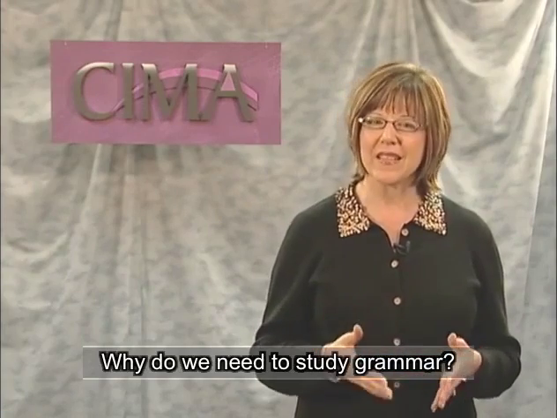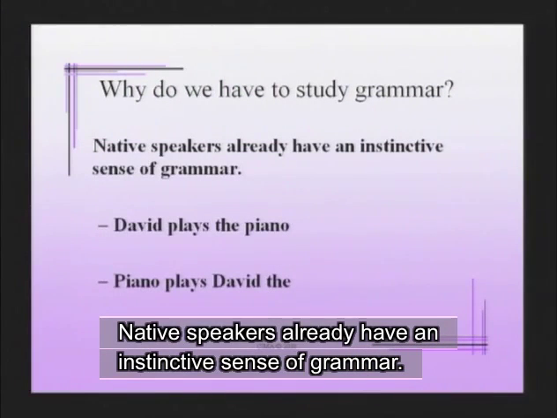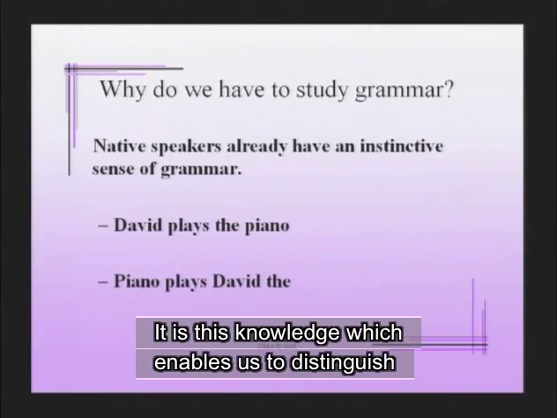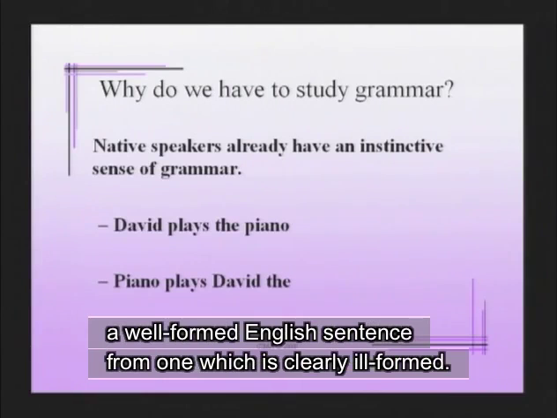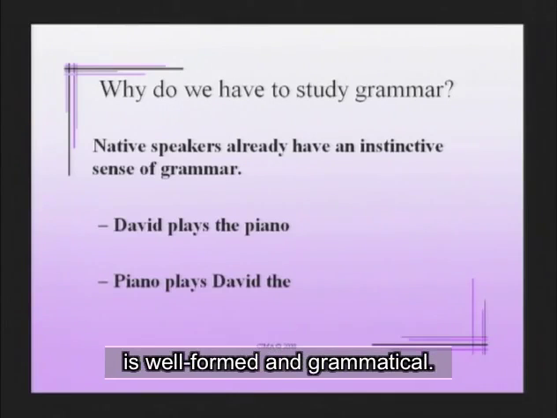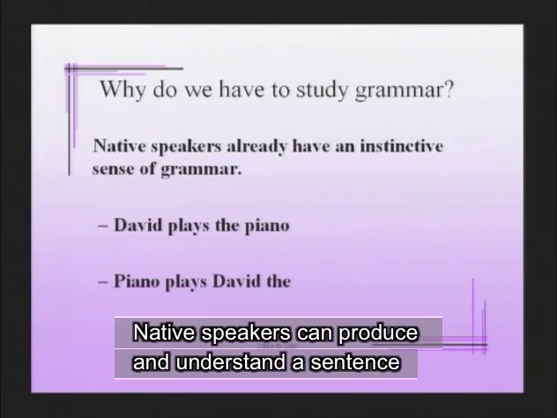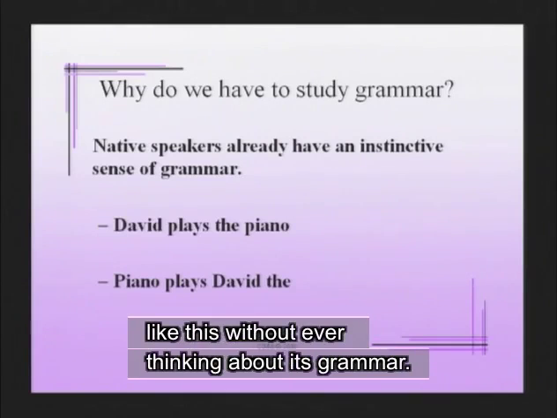Why do we need to study grammar? Native speakers already have an instinctive sense of grammar. It is this knowledge which enables us to distinguish a well-formed English sentence from one which is clearly ill-formed. For example, native speakers know that the first sentence is well-formed and grammatical. David plays the piano. Native speakers can produce and understand a sentence like this without ever thinking about its grammar.